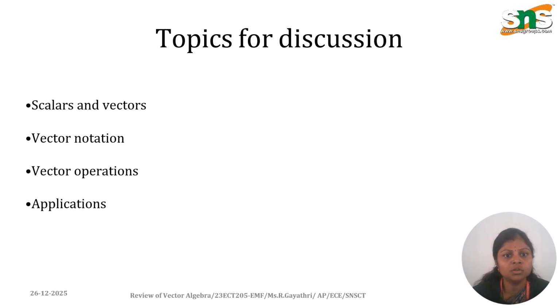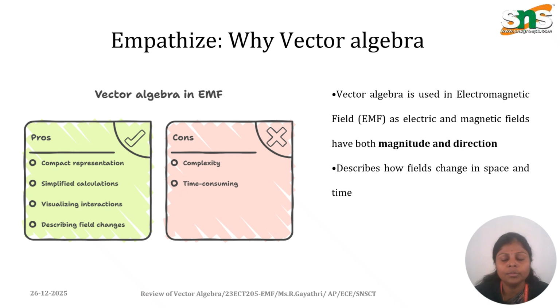Coming to the topic of discussion, today I am going to discuss scalars, vectors, the vector notation used for them, vector operations such as addition and subtraction, and the real-time applications of vector algebra. Vector algebra is one of the main components in our electromagnetic field, and it represents magnitude and direction.